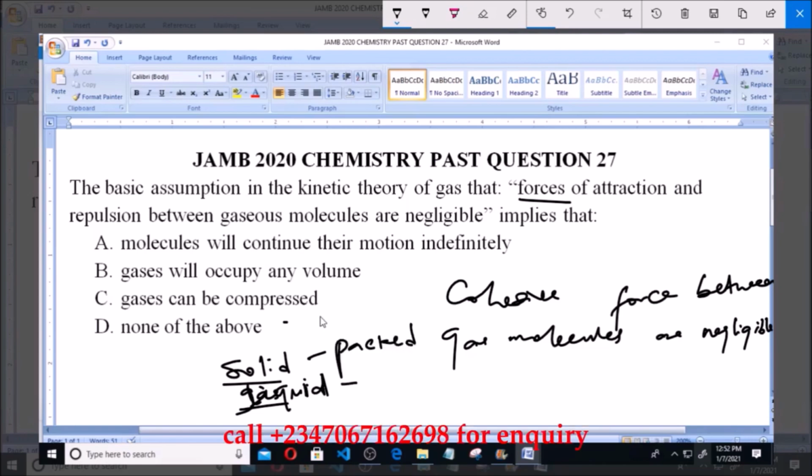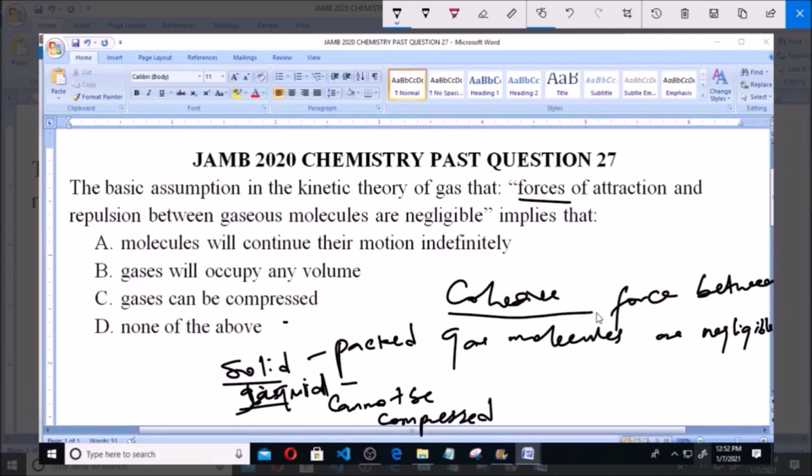and that is why you see that both solid and liquid cannot be compressed. They cannot be compressed because of the strong cohesive force between their molecules. But in terms of gas, the cohesive force in between the gas molecules is very, very negligible, and that brings about the compression of gases, and that is why gases can be compressed into any volume. So the right implication of this statement is actually option C.